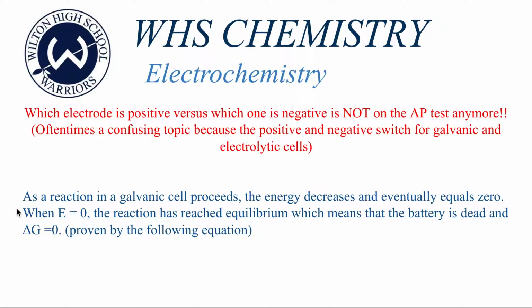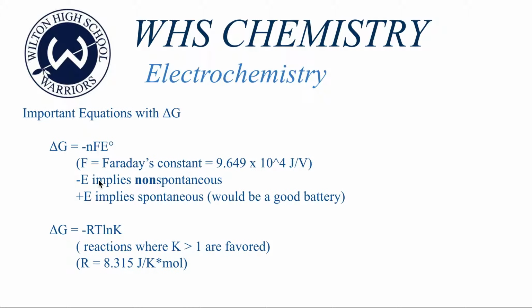Another quick fact is, as a reaction in the galvanic cell proceeds, the energy decreases, which eventually turns out to be equal to 0. So when E is equal to 0, the reaction has reached equilibrium, which means the battery is dead and delta G is equal to 0. And it's proved by this equation here. These are important equations for batteries. So we have delta G is equal to negative nFE naught. Faraday's constant is here, and it is 9.649 times 10 to the fourth. That's just an important value to know, but it will also be on the equation sheet.